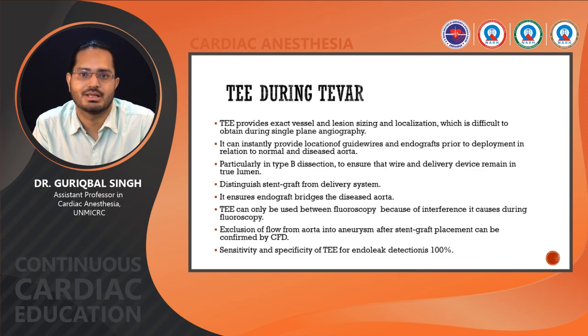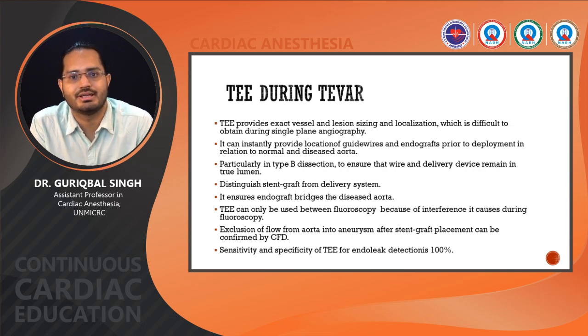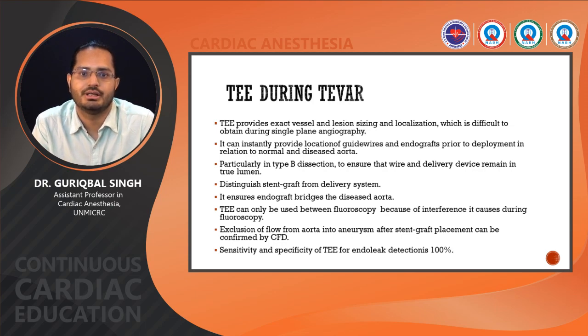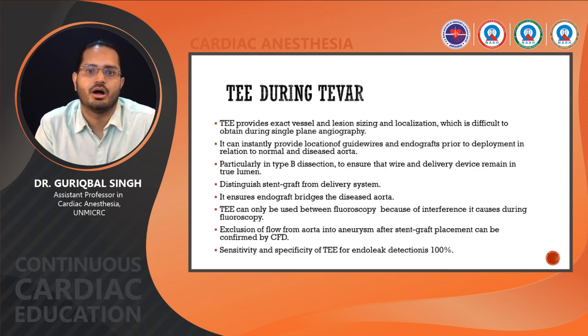We can provide exact vessel and lesion sizing and localizing, which is difficult to obtain during single plane angiography. Especially in type B dissection, to ensure the wire and delivery device remain in true lumen, we should distinguish stent graft from delivery system, and it ensures that endograft bridges the diseased aorta. TEE can only be used between fluoroscopy because of interference it causes during fluoroscopy.